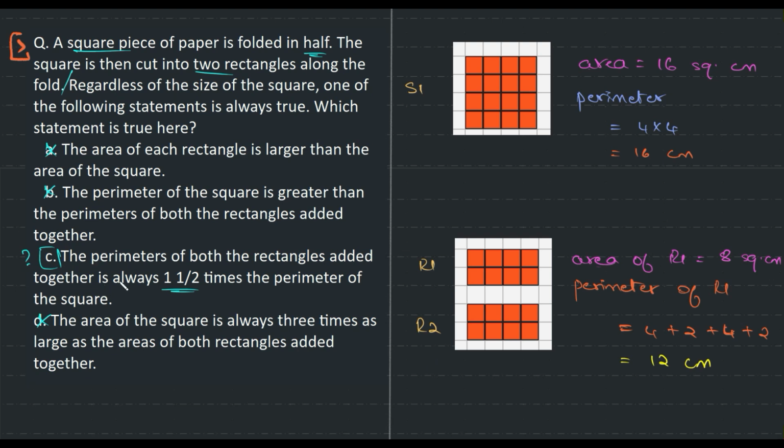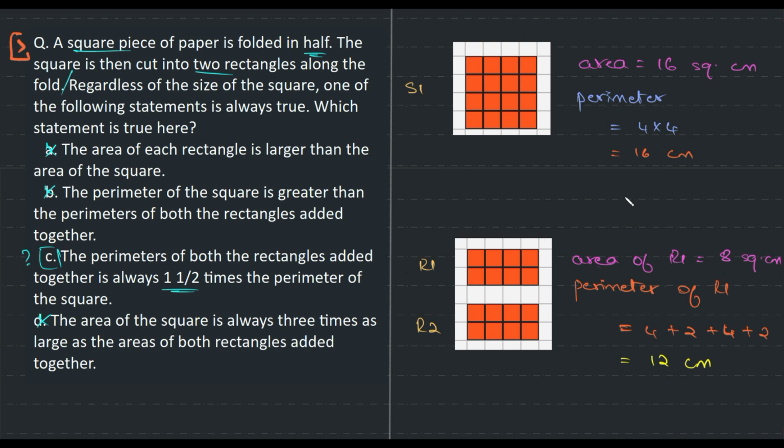Okay, right. So area of each rectangle is larger than the square. That is clearly wrong. We have 8 and 16. Perimeter of square is greater than the perimeter of each rectangle, clearly no, 16, and this is 12. So one of them is 12, both of them will be 24. So perimeter of square is greater than the perimeter of both the rectangles added together, clearly no.